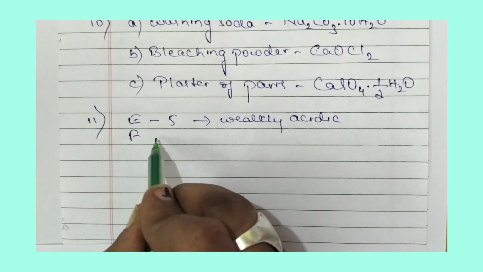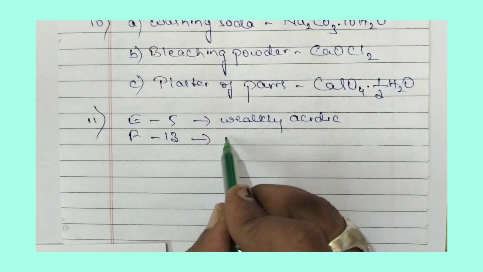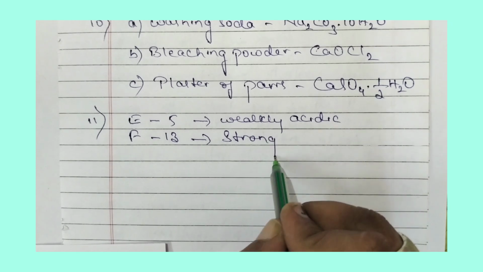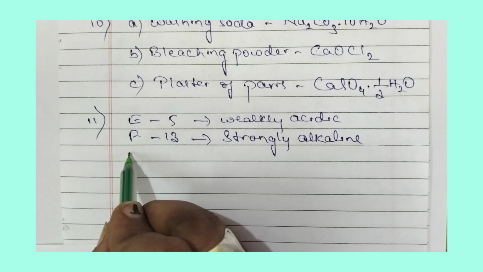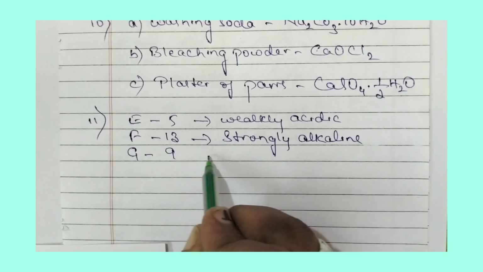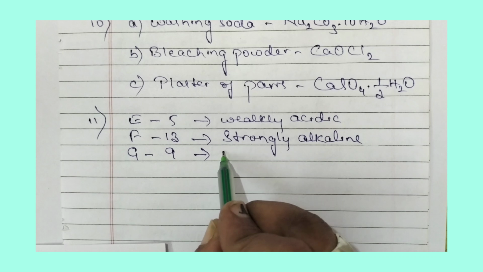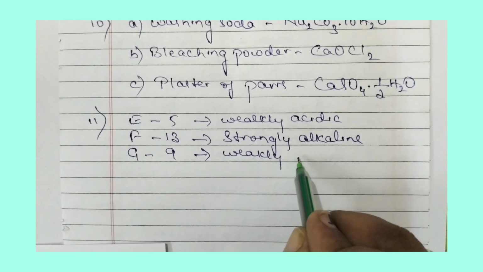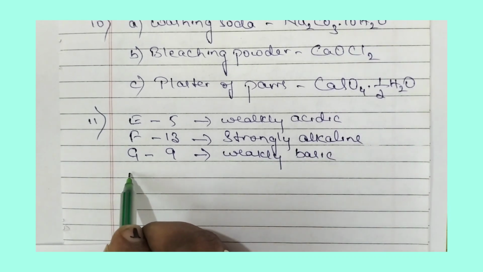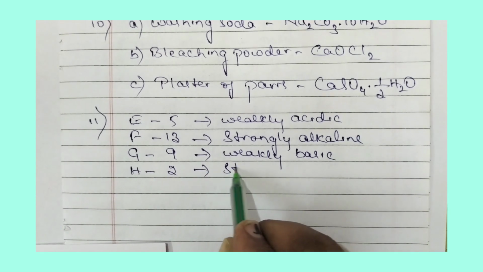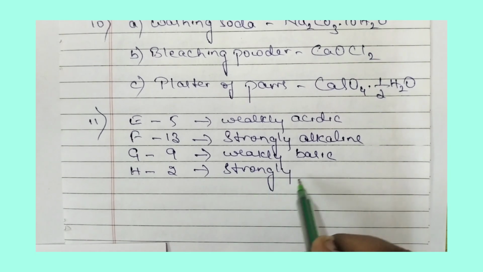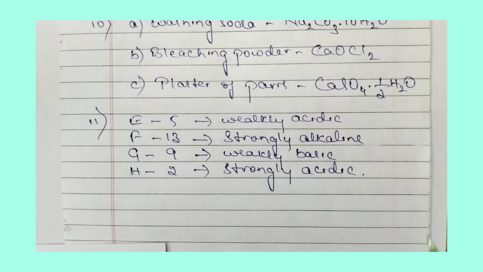Then F, its pH is 13. If it is 13, it is strongly alkaline or strongly basic. Then G, its pH is 9. It is weakly basic or weakly alkaline. Then H, its pH is 2. Since its pH is 2, it is strongly acidic. So like this we have to classify them as acid and base.